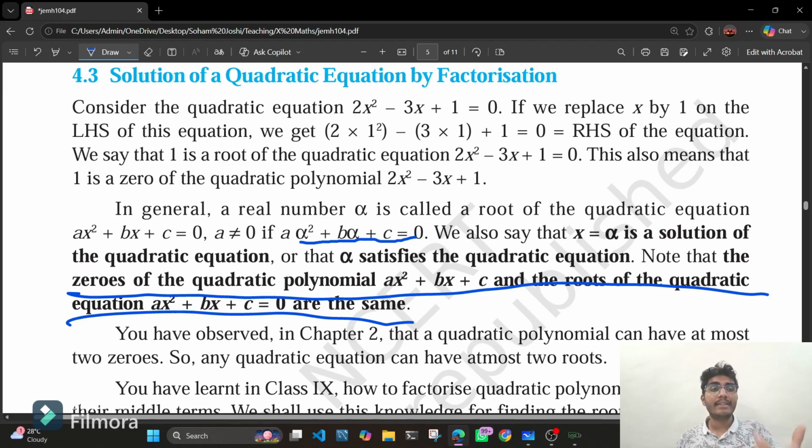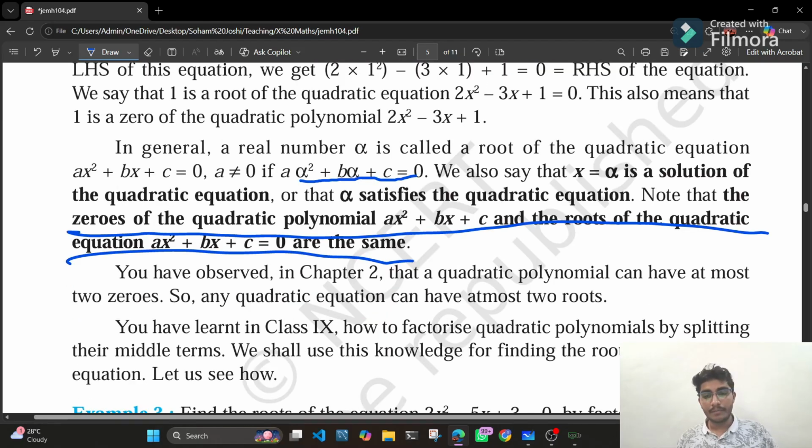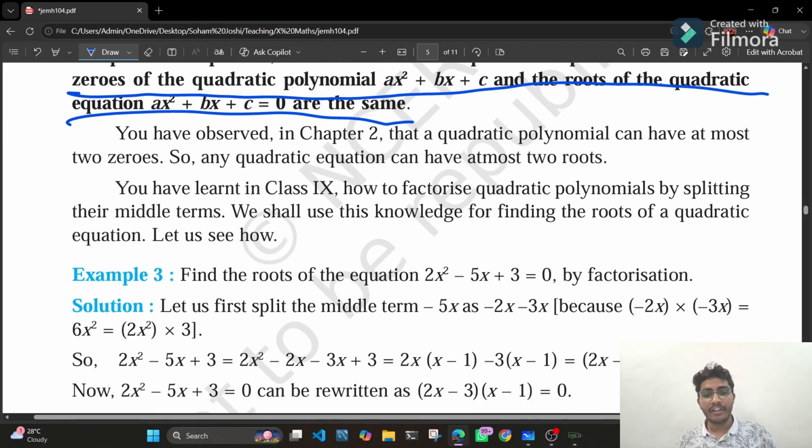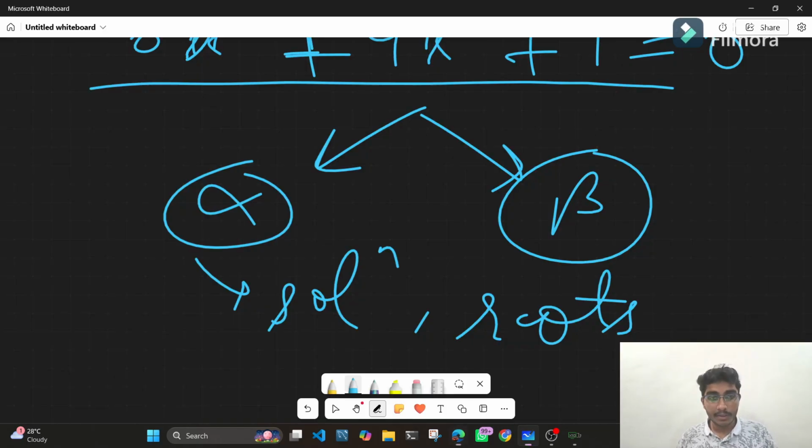So basically, as it is a quadratic equation, we'll have two roots for the equation. So let's say we have alpha, we have beta. In general, we say that we have alpha and beta. Now let us try to understand how we find the roots of the equation using the method of factorization. Let's take this example, 2x square minus 5x plus 3.